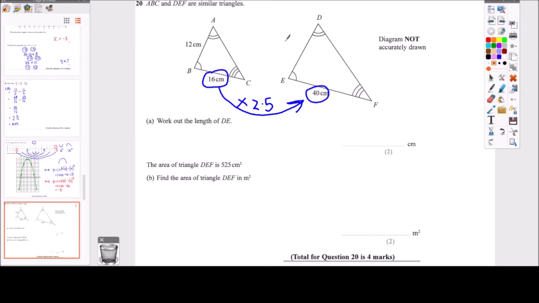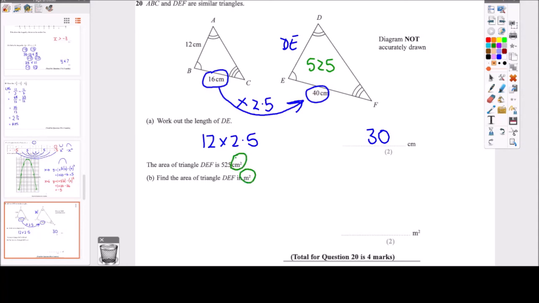So all the lengths of the triangle on the right are 2.5 times bigger. Now we're being asked to work out this length here, DE, which is going to be 2.5 times bigger than the 12. So do 12 times 2.5, and we get 30. Now for part B, we're told that the area of this triangle is 525 centimeters squared. And we're just being asked to convert that into meters squared.